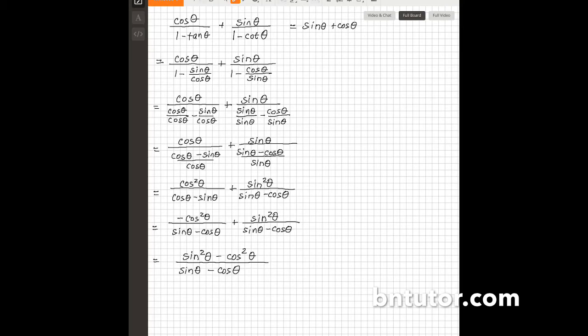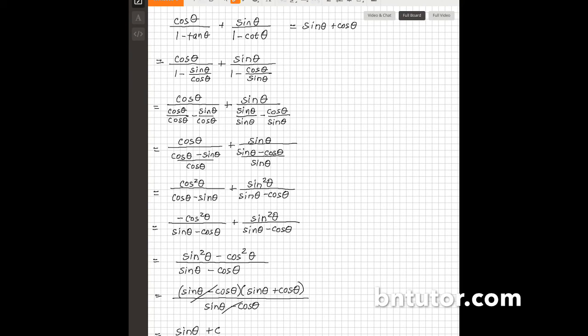We're almost there. The numerator is a difference of two squares, so it can be factored into sine theta minus cosine theta times sine of theta plus cosine theta. And since that denominator is still sine of theta minus cosine theta, we can see quickly that there are common factors between the numerator and denominator, which we're allowed to cancel out. And we're glad to see that all that remains is sine of theta plus cosine of theta, which therefore proves the trig identity.